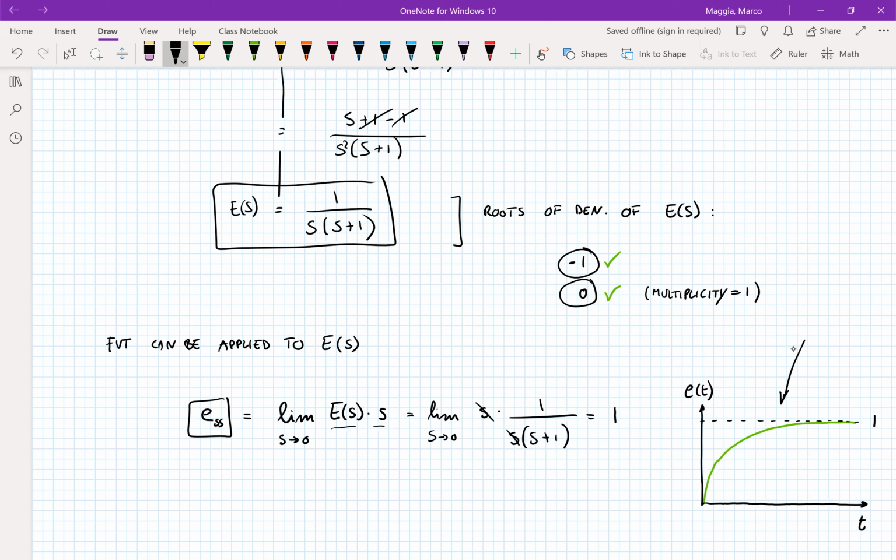So keep in mind that even if the input and the output are functions for which the final value theorem cannot be applied, the error, that is the difference between the two, might very well be finite. And therefore, the final value theorem can be applied. So always check your functions, always check the poles, and make sure whether or not you can apply the final value theorem.